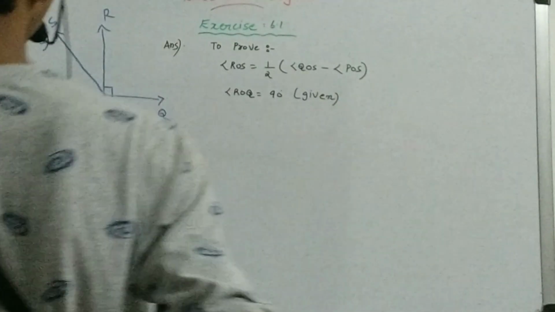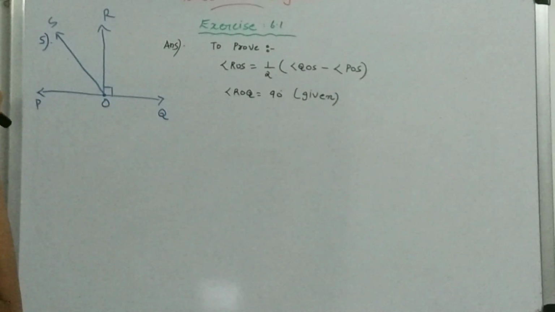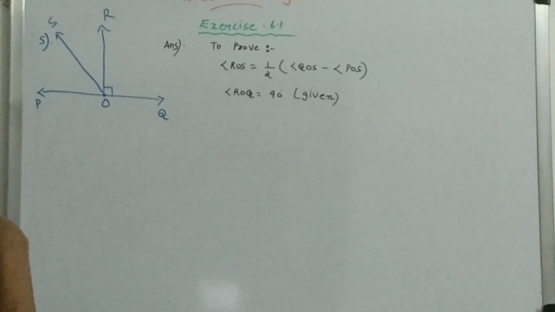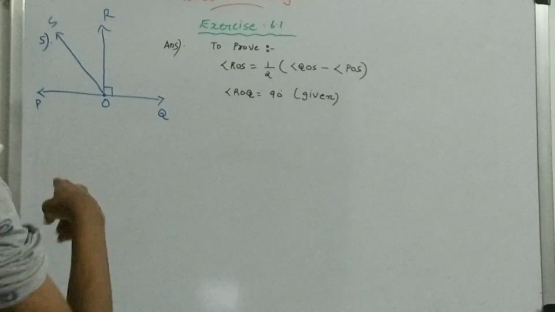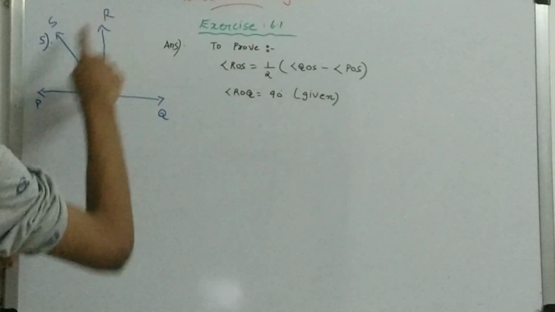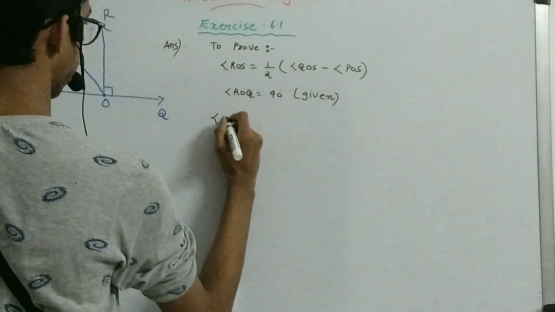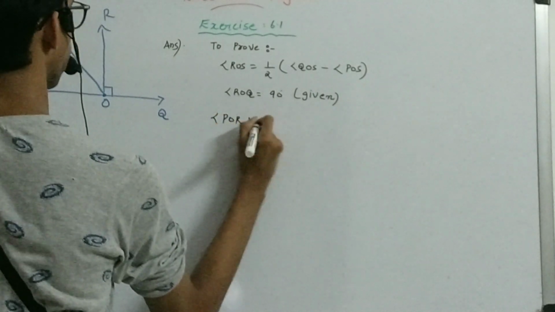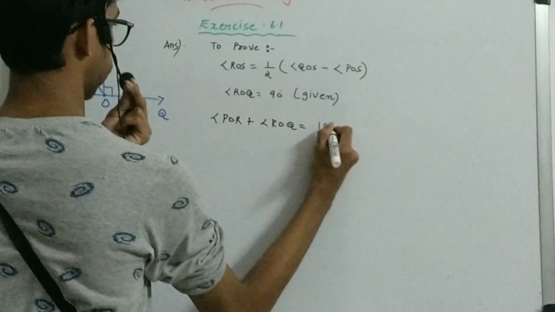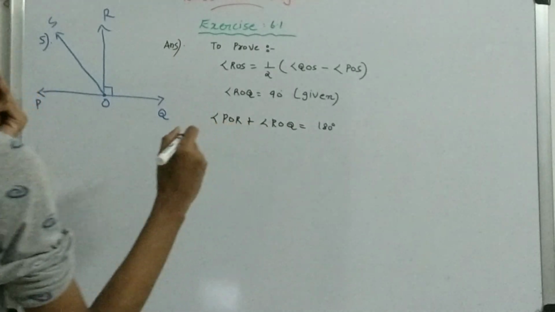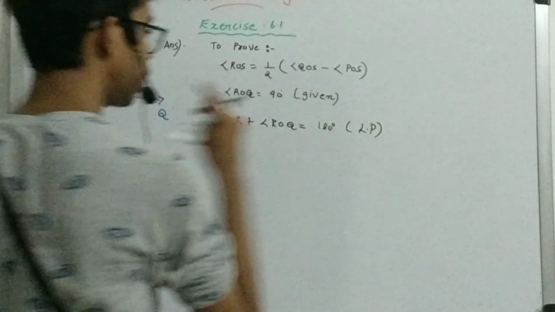Now here, in order to start, first of all, in the question, angle ROQ is equal to 90 degrees, given to you. From here, first of all, we can use a linear pair. If you see over here, angle POR and angle ROQ together form the linear pair. So I can write angle POR plus angle ROQ is equal to 180 degrees. This is the first step, because they are a linear pair to each other.